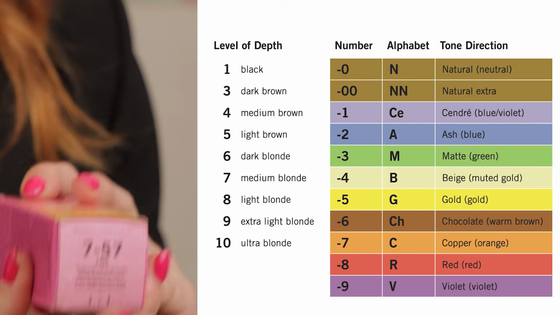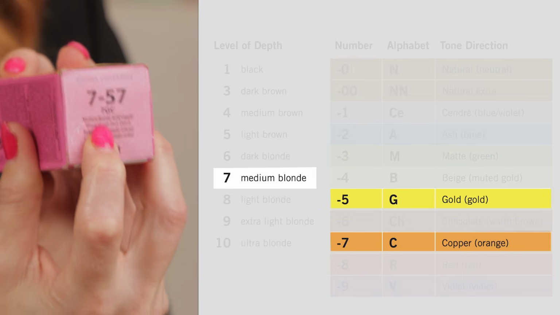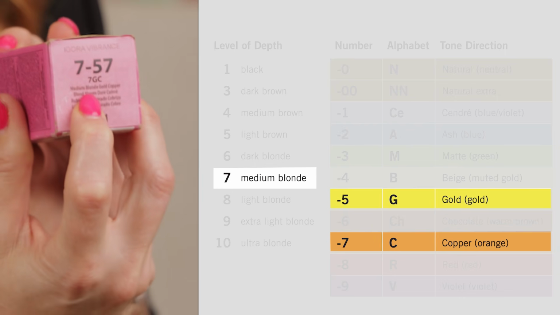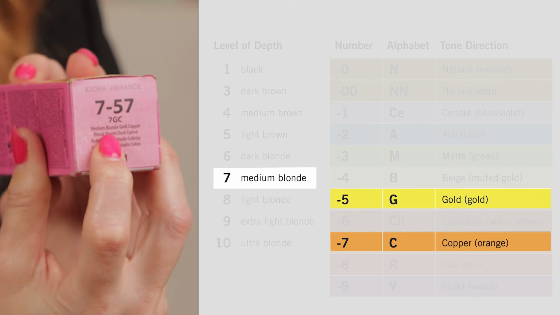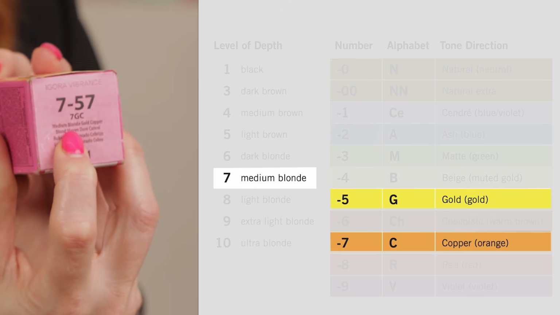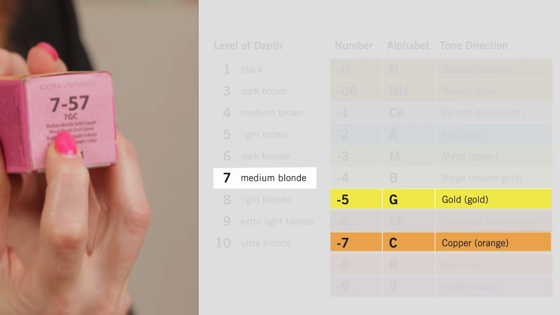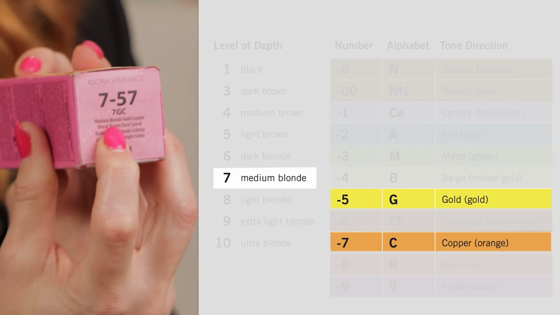Now let's talk about my color formula, 7-57. Level 7, and it's a 5-7, which is a gold copper, which means it's a GC. So this is a 7 GC or a 7-57. So this is a great shade that's going to have a little bit more gold than copper to make it a natural looking copper. So when you see 7-57, it's also 7 GC for gold copper.